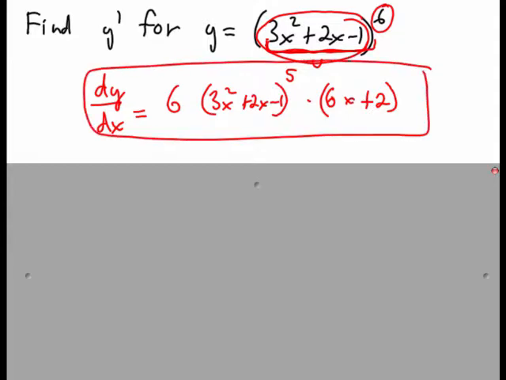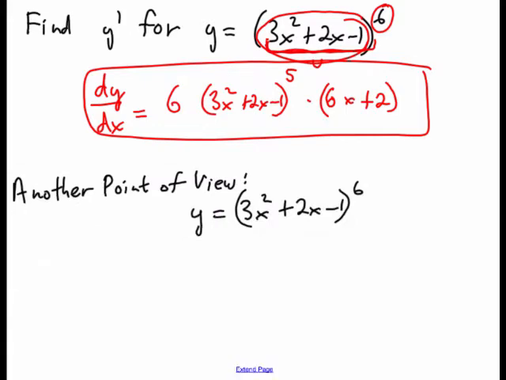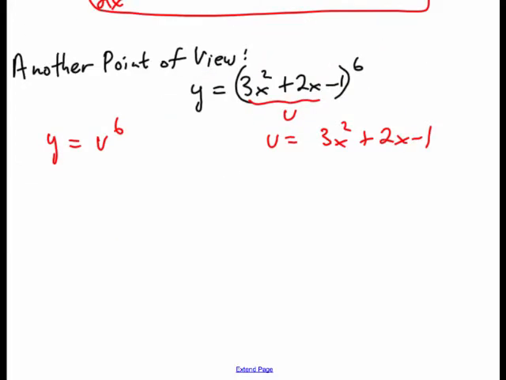Alright, let's just approach this same question from a slightly different point of view. Again, I'm going to label the inside function u. And so I can think of this function as being made up of two functions, y equals u to the sixth, and u equals 3x squared plus 2x minus 1. And I'm going to do the derivative of each of these separately. So this is the derivative of y with respect to u, which is 6u to the fifth. This is the derivative of u with respect to x, which is 6x plus 2.